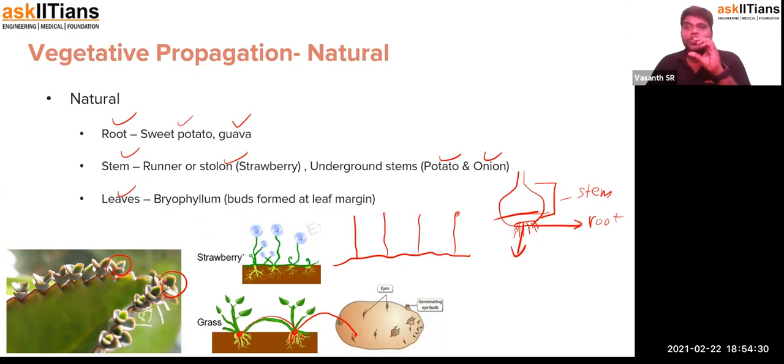When they develop to become a self-sustaining individual, it drops from the margin and grows out to be a new plant in the same place. And this is a very good example. This was introduced to me by my mother.